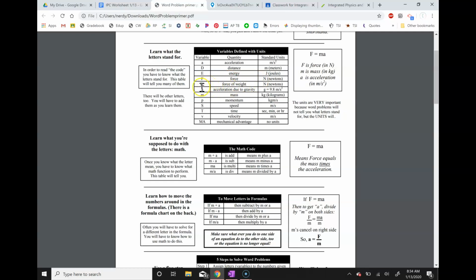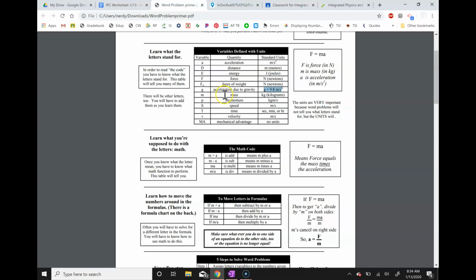F with this subscript of W is called the force of weight. We also measure that in newtons with a capital N. We also have lowercase g, which is acceleration due to gravity. This is actually a constant, okay? So it is always going to be lowercase g equals 9.8 meters per second squared. So this is how fast gravity pulls on a falling object.